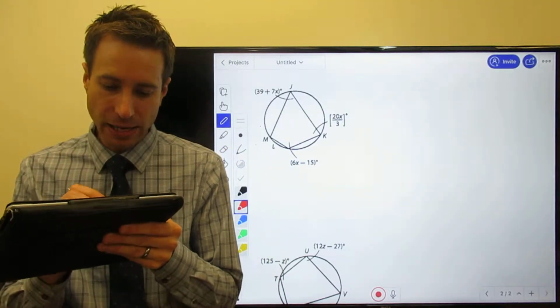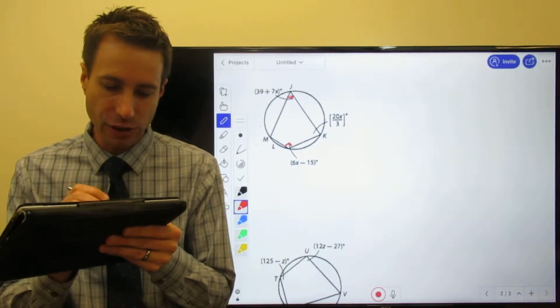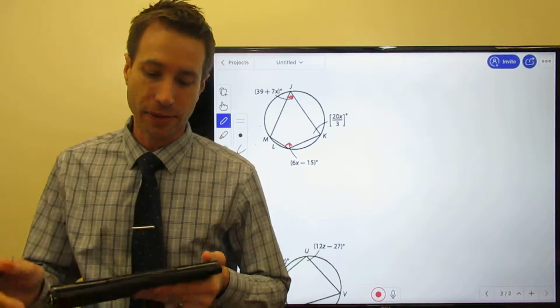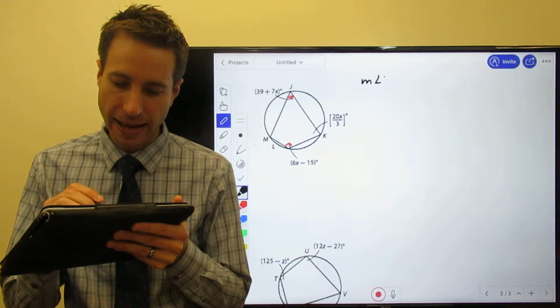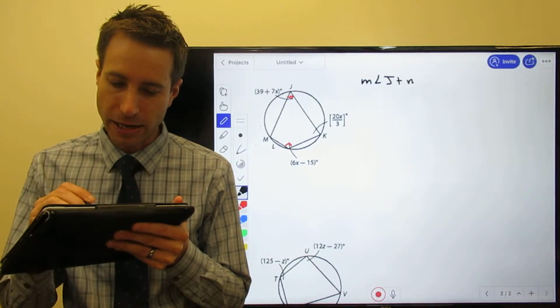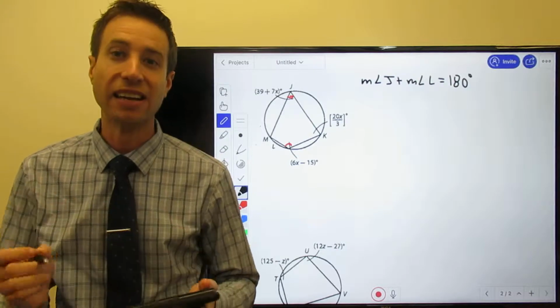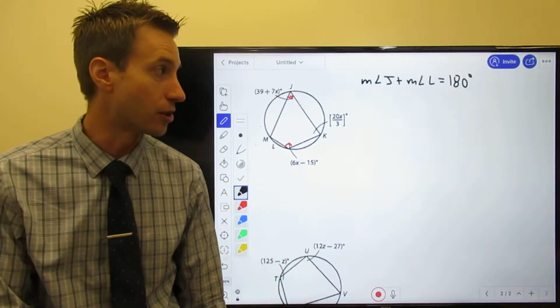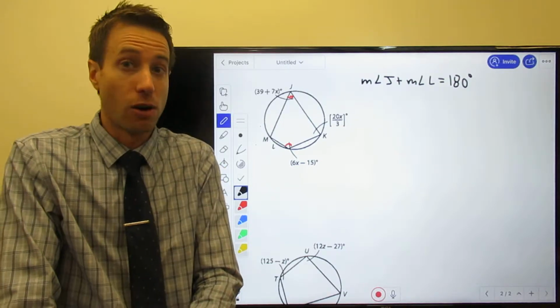Here are the opposite angles I know. I know something about the measure of angle L, and I know something about the measure of angle J. I also know they have to sum to 180 degrees. Here's the geometry: the measure of angle J plus the measure of angle L has to sum to 180. That's the geometry that you need to know, the inscribed quadrilateral theorem. From there, it's all algebra.